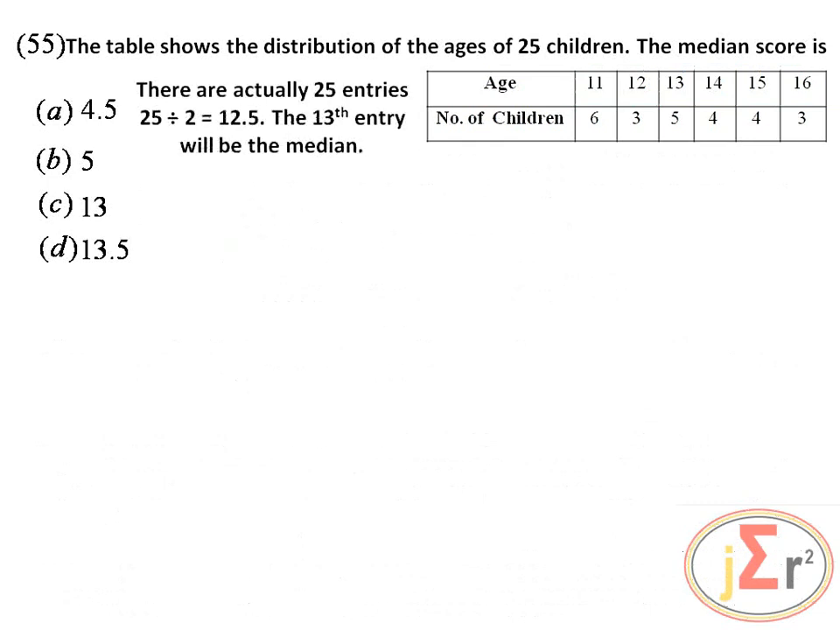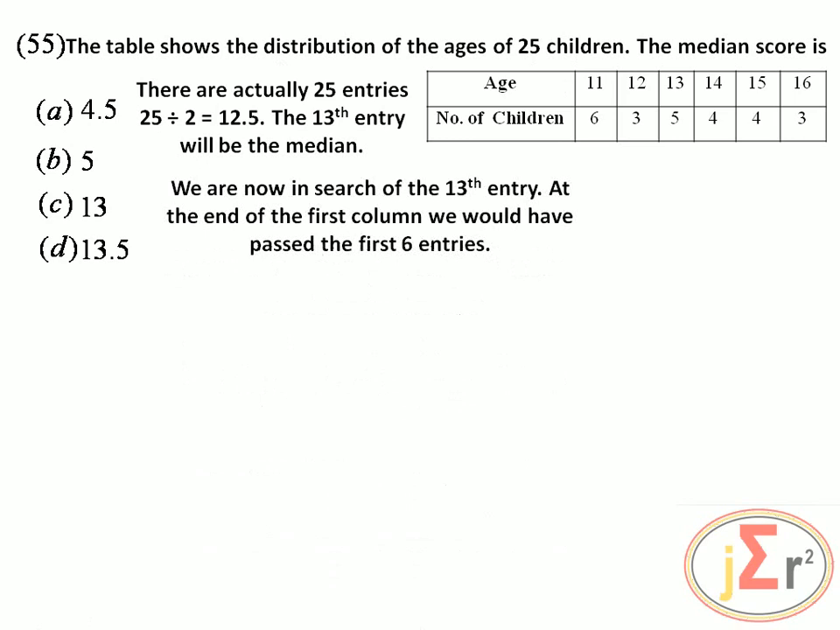There are actually 25 entries. 25 divided by 2 is equal to 12.5. The 13th entry will be the median. So we are in search of the 13th entry. We have 25 entries, which is 25 children. The middle will be the 13th entry. We are now in search of the 13th entry. At the end of the first column, we would have passed the first 6 entries.